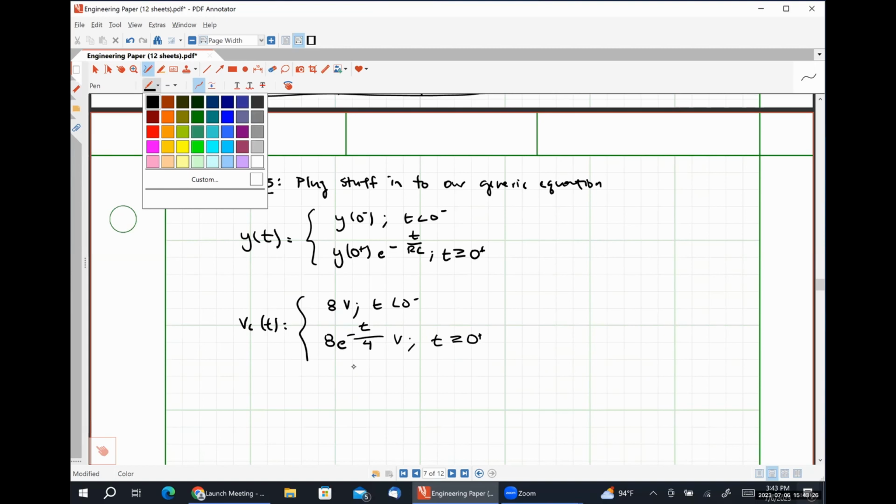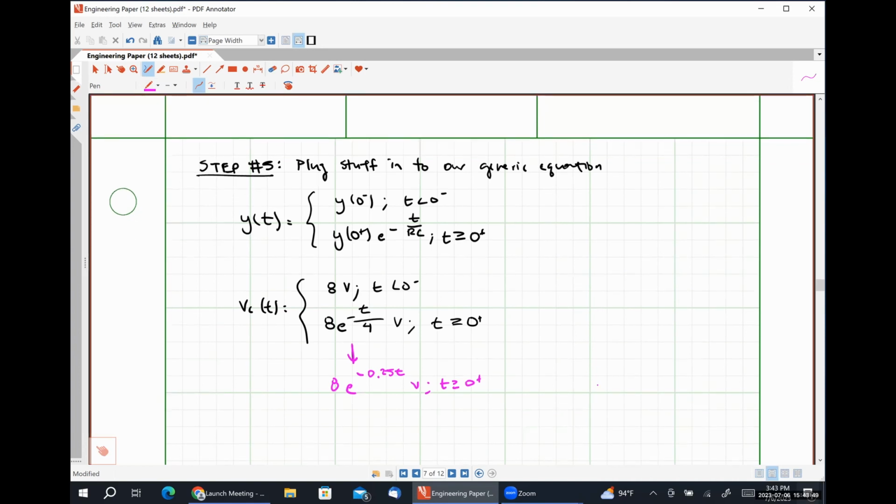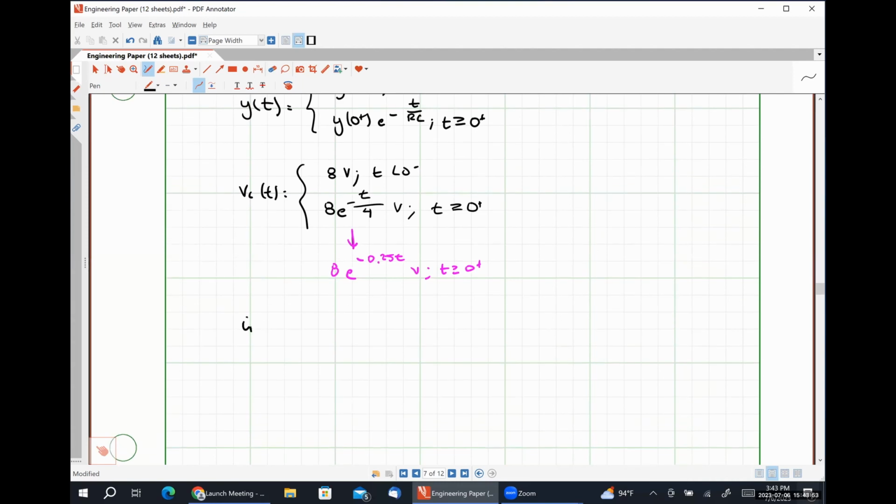which I would probably call 8e to the negative 0.25t volts for t greater than or equal to 0+, just because I'm not real big on fractions in my exponentials. But anyway, IR of t would be 0 amps for t less than 0-, and it would be 1/15 e to the negative 0.25t milliamps for t greater than or equal to 0+. All right, I know we went through that very quickly, but if you have any questions, I would be more than happy to answer them.